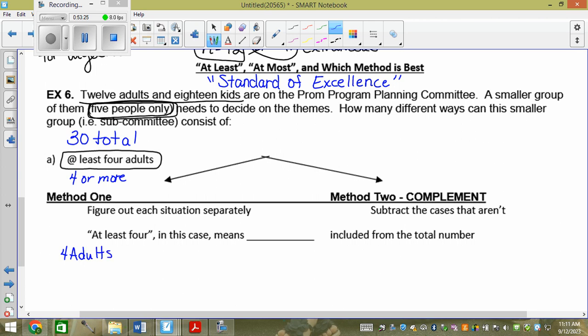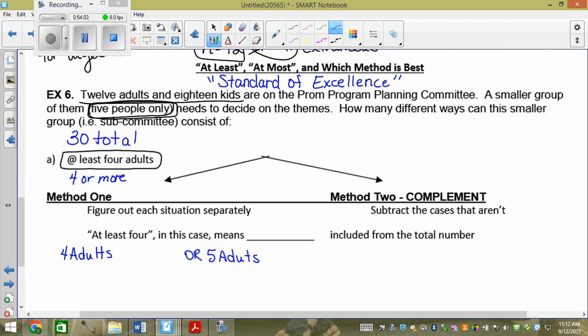So that means I need 4 adults or what? Nope. 4 adults or how many next? 5 adults. Or could I do 6 adults? Like there's 12 adults, so I should be able to do 6 adults. Why can't I do 6? Because there's only 5 people. It's a 5-person subcommittee. I have to stop at 5, right? Now, every case needs to have how many people on it? 5, right? These are cases.